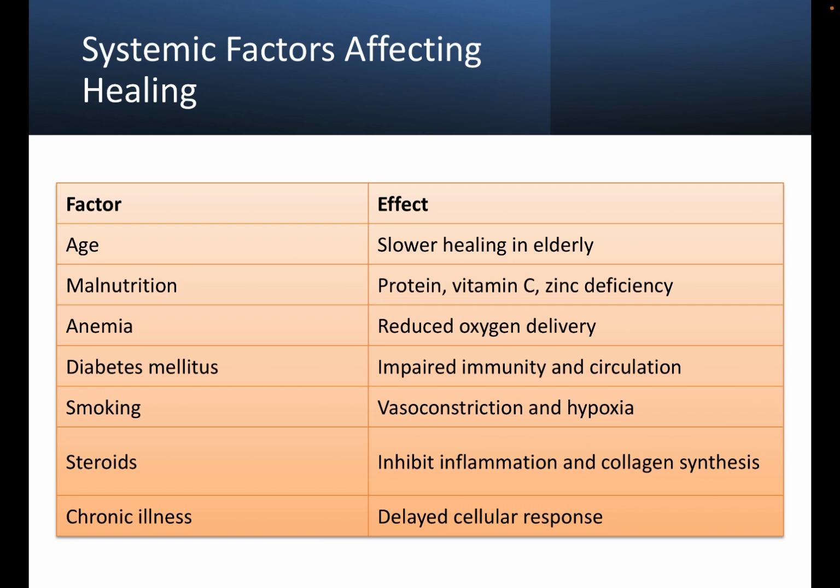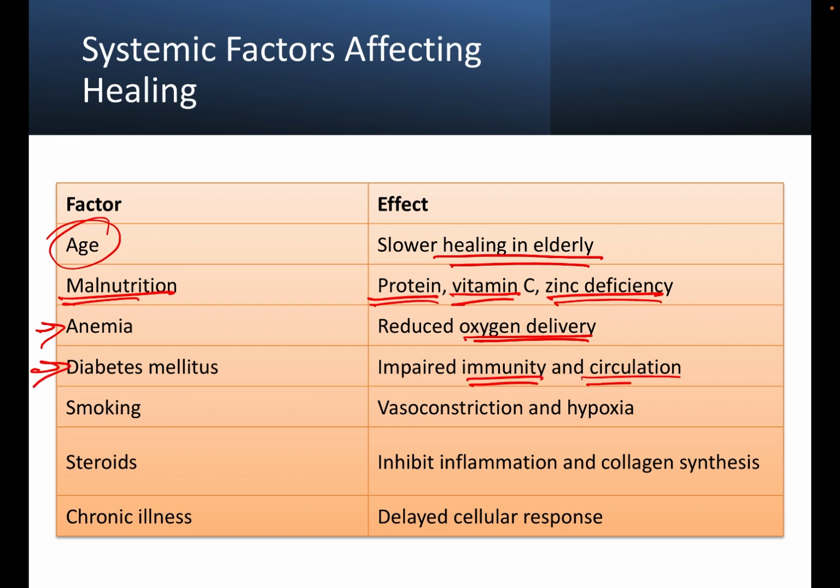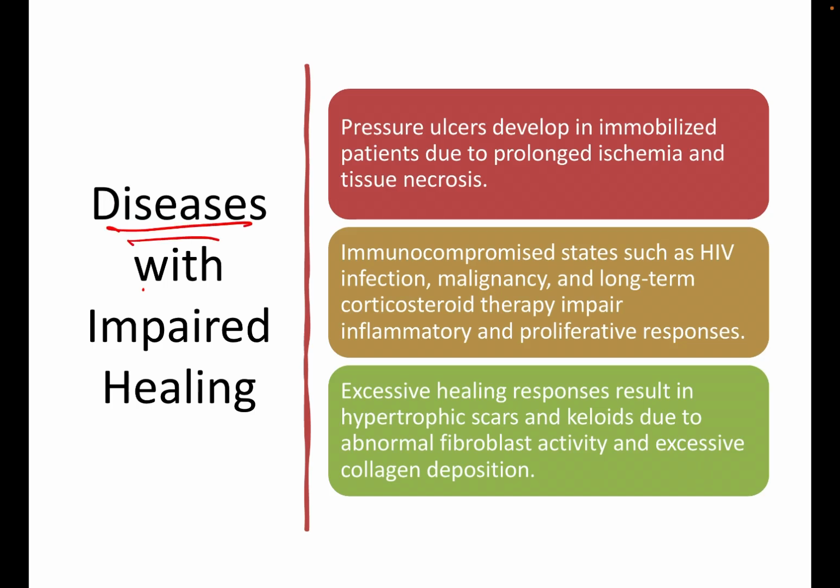Systemic factors affecting healing. So age, where there will be slower healing in the elderly. Malnutrition, because of protein, vitamin C and zinc deficiency, resulting in delayed healing. Anemia, reduced oxygen delivery. Diabetes mellitus, because of impaired immunity and circulation, will prolong healing. Smoking causes vasoconstriction and hypoxia, resulting in prolonged healing. Steroids actually inhibit inflammation and collagen synthesis, whereas in chronic illness, there will be a delayed cellular response from the immune system.